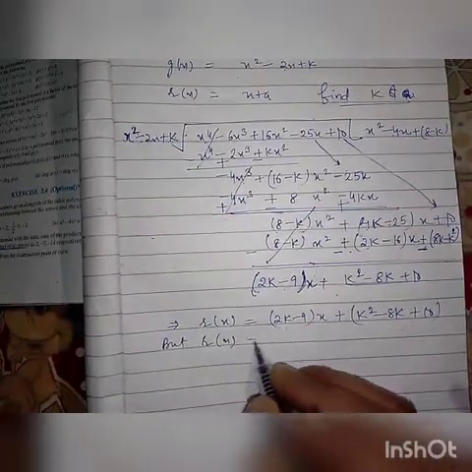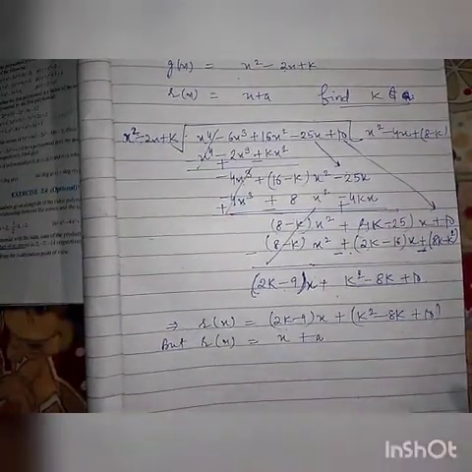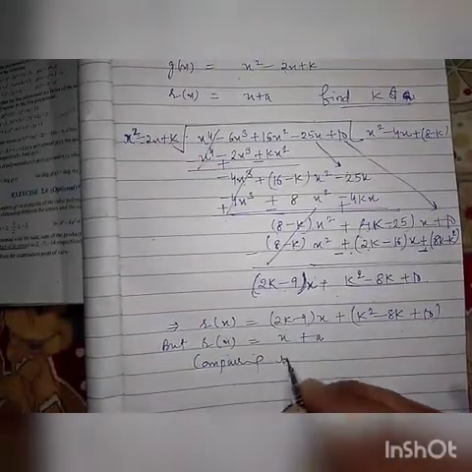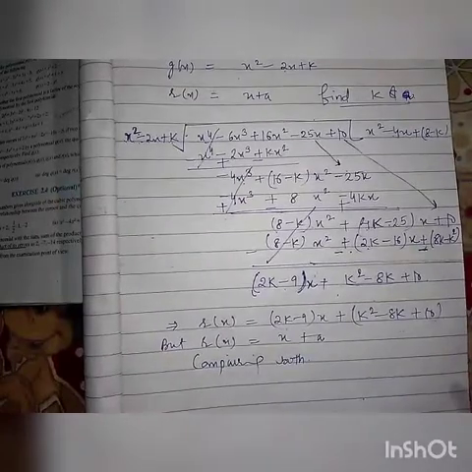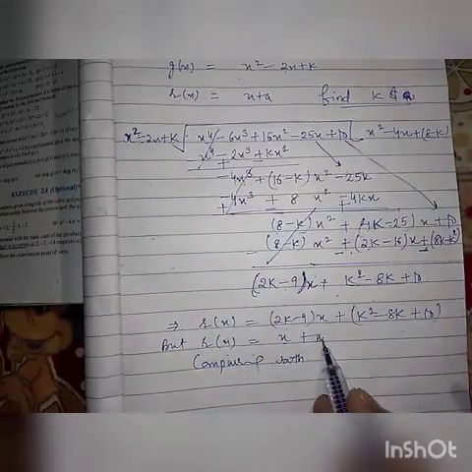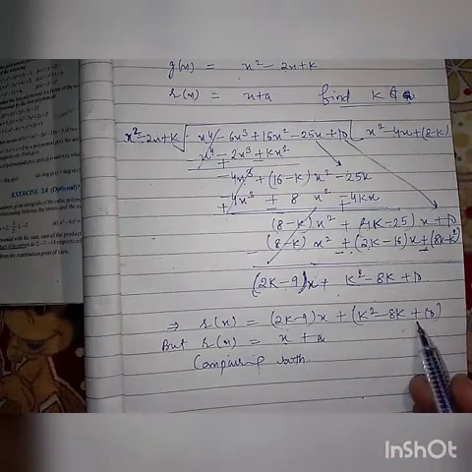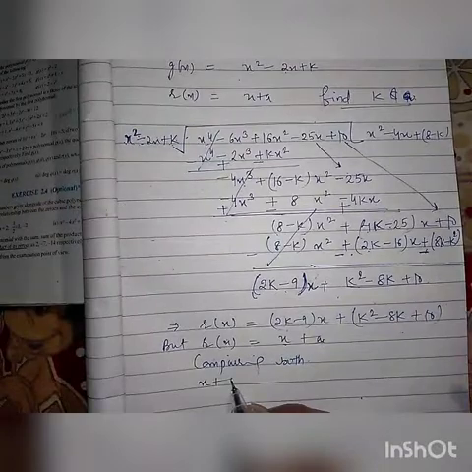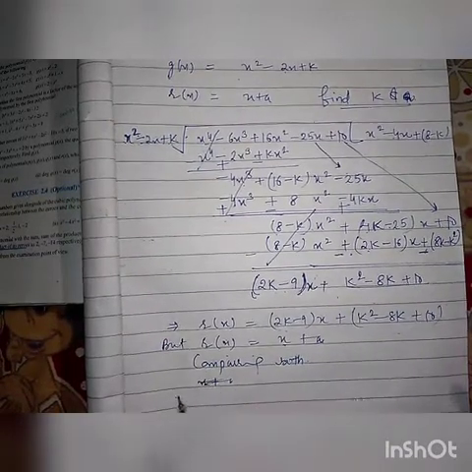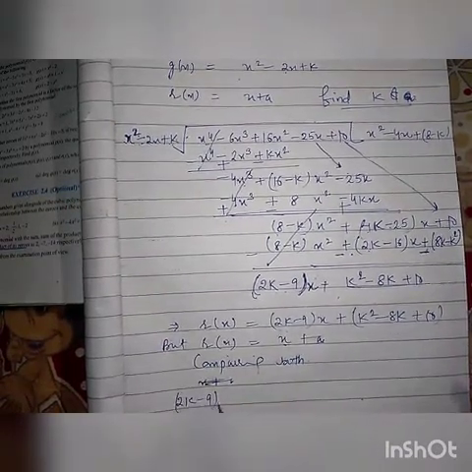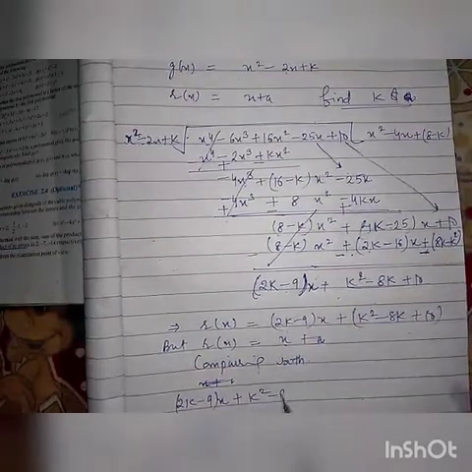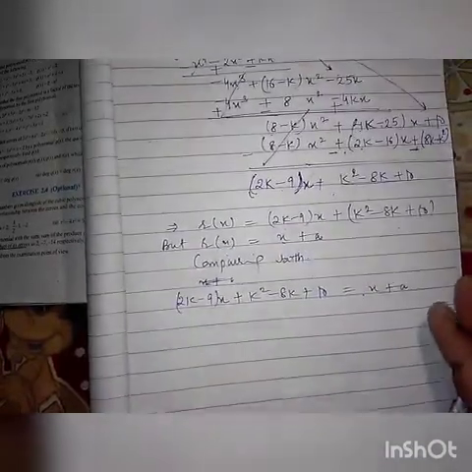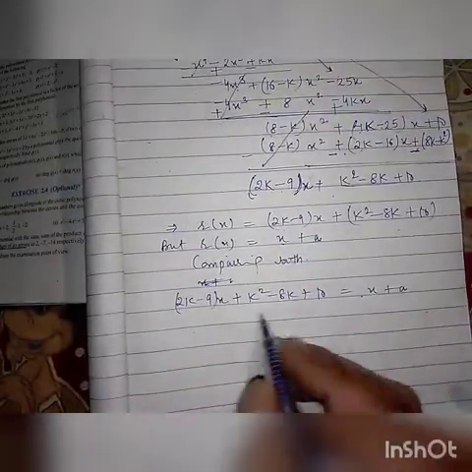But according to the question, the remainder is equal to how much? x plus a. So comparing both. Okay, remainder according to the question is this much, and according to us, the remainder is this one. So both should be same. So it means x plus a. Let us write down this one on left hand side. Plus k square minus 8k plus 10 should be equal to x plus a. Both should be same. Now comparing their coefficients.